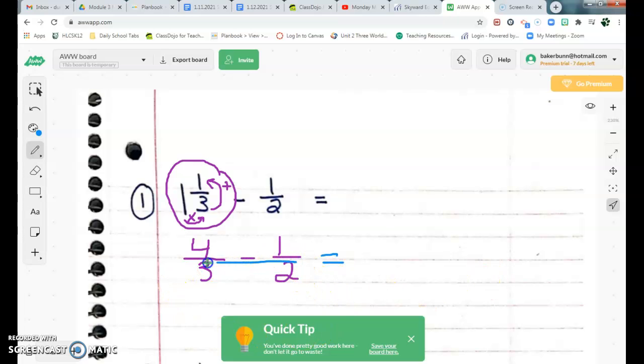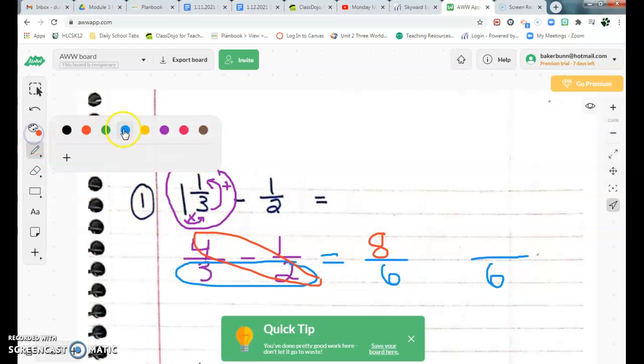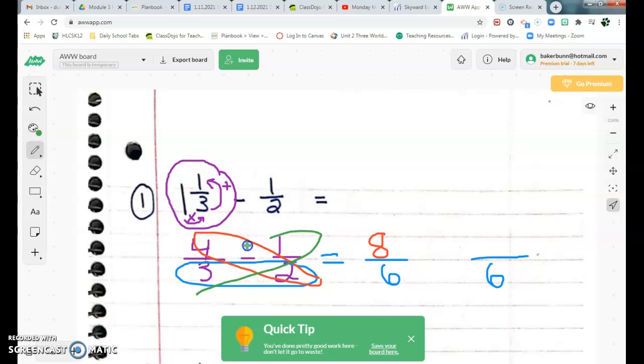I'm going to start with the butt. 3 times 2 is going to get me 6. So I'm going to have 6. I'm going to have 6. Then I'm going to start with my right wing. 2 times 4 is going to get me 8. Then I'm going to do my left wing. 3 times 1 is going to get me 3.